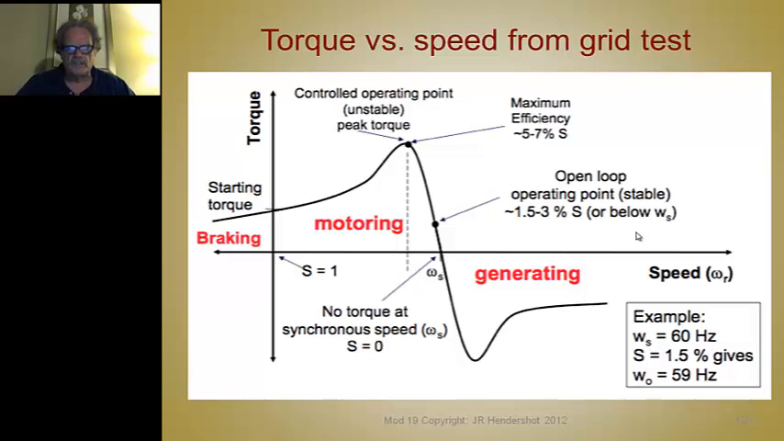And I've shown this plot before. This is the same thing in the motoring area and the generating mode, where some prime mover spins the rotor faster than synchronous speed up to a maximum amount, and so you get generated power at the leads.